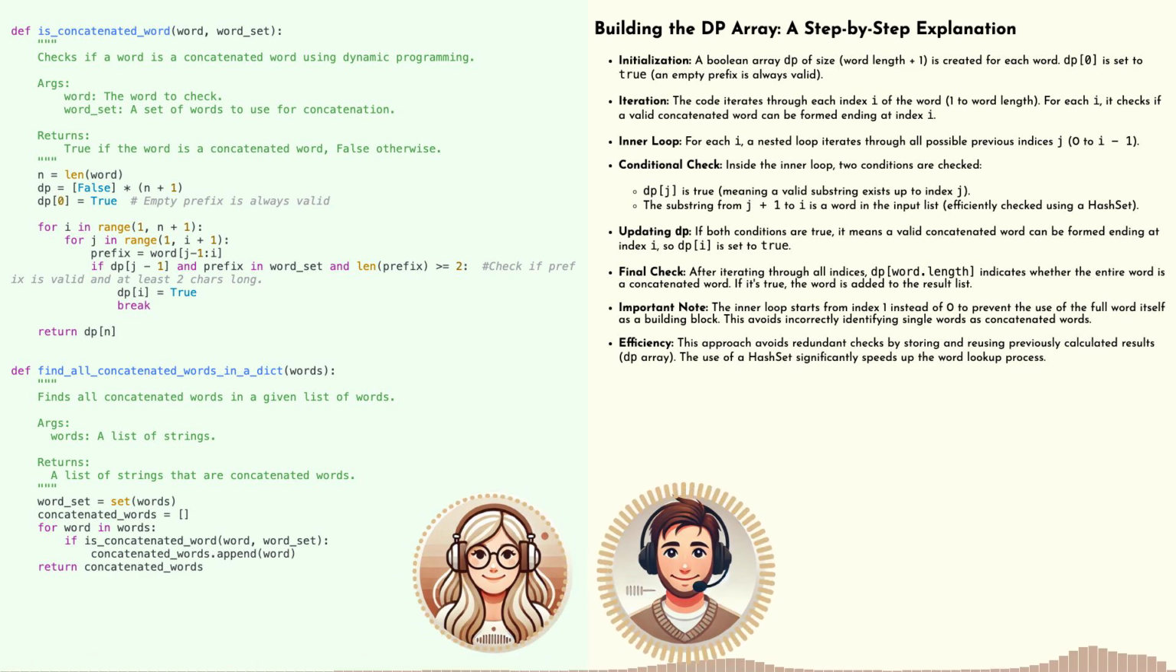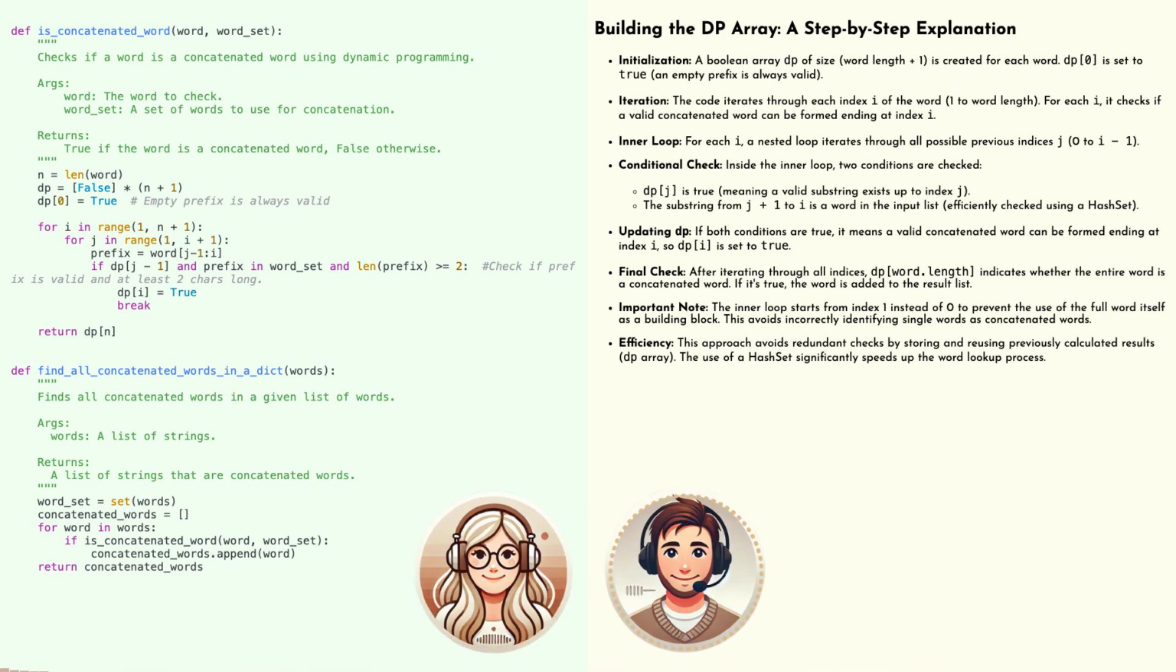So if we can get to J, A, and D, and the rest of that substring is a word in the dictionary, then we know we can get to position I. Exactly. And then we can mark DP[I] as true. So we're basically taking two valid pieces and sticking them together to make a bigger valid piece. That's a great way to put it. And then we just keep doing that for every single position in the word.